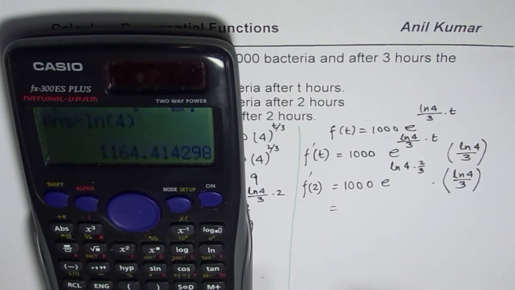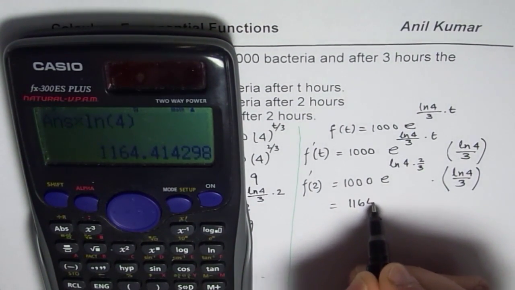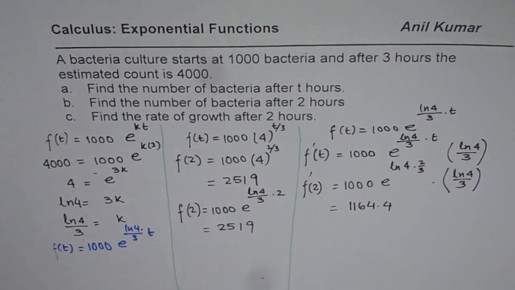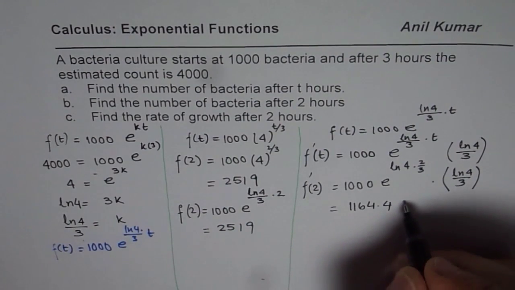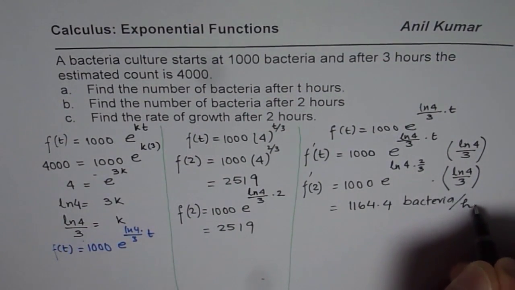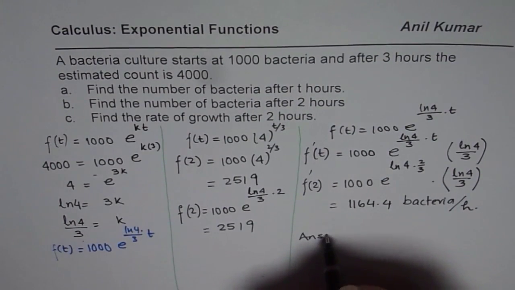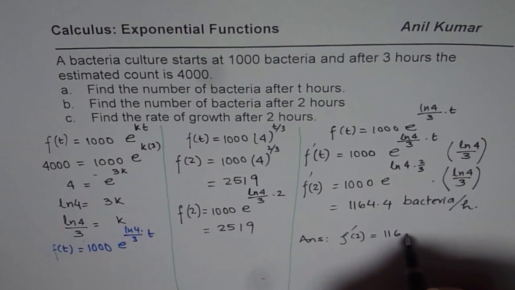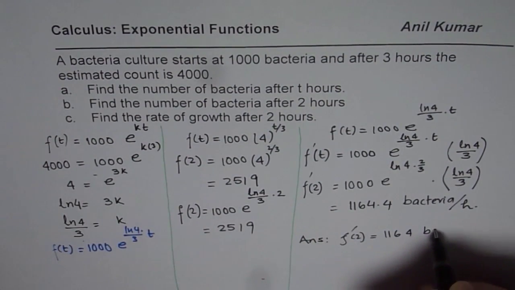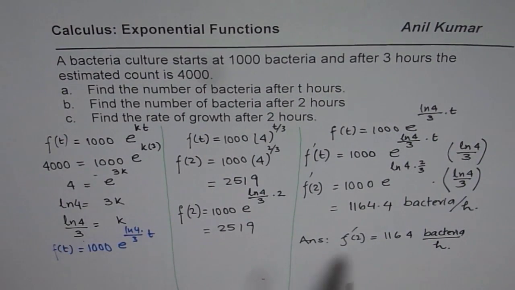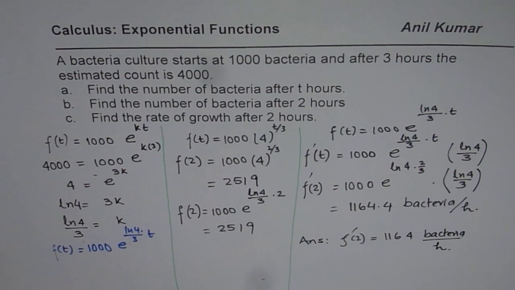So that gives us the answer as 1164.4, right? So the rate of change at this point is so many bacteria per hour. So we get our answer, and that is f prime of 2 is equal to 1164 bacteria per hour, right? So I hope you understand and appreciate how to use exponential functions to answer these questions.